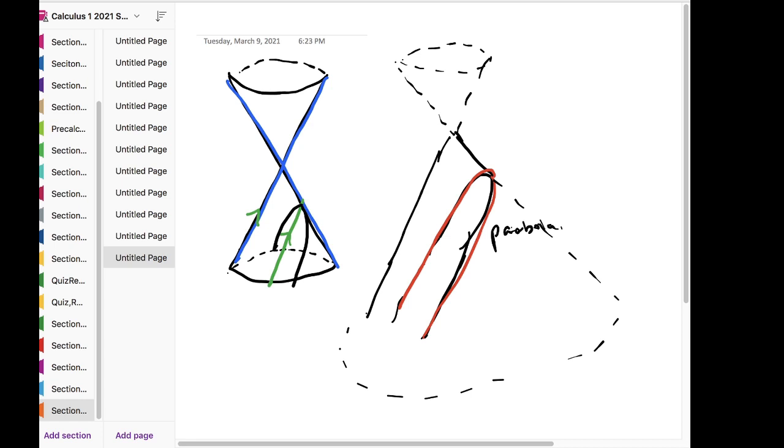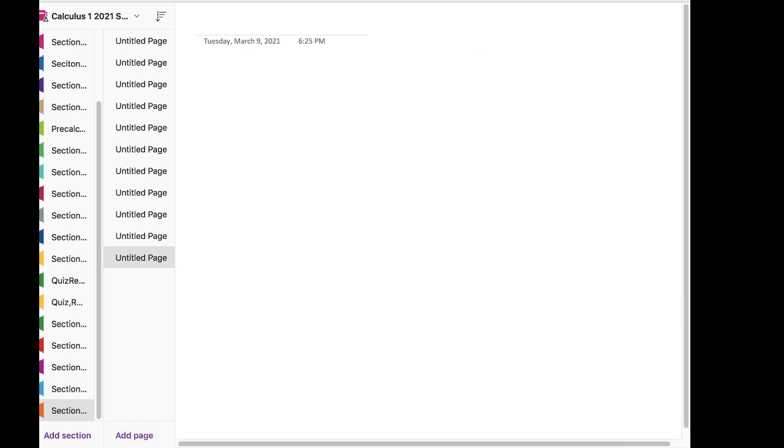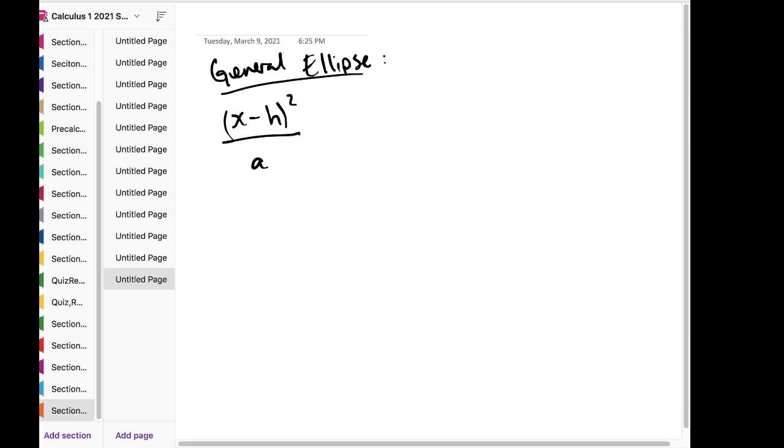Let's start with the ellipse. Well, probably we already know, so the other ones are more interesting. Let's do the ellipse anyway. This is a general equation for the ellipse. It's (x minus h) squared over a squared plus (y minus k) squared over b squared is equal to 1.